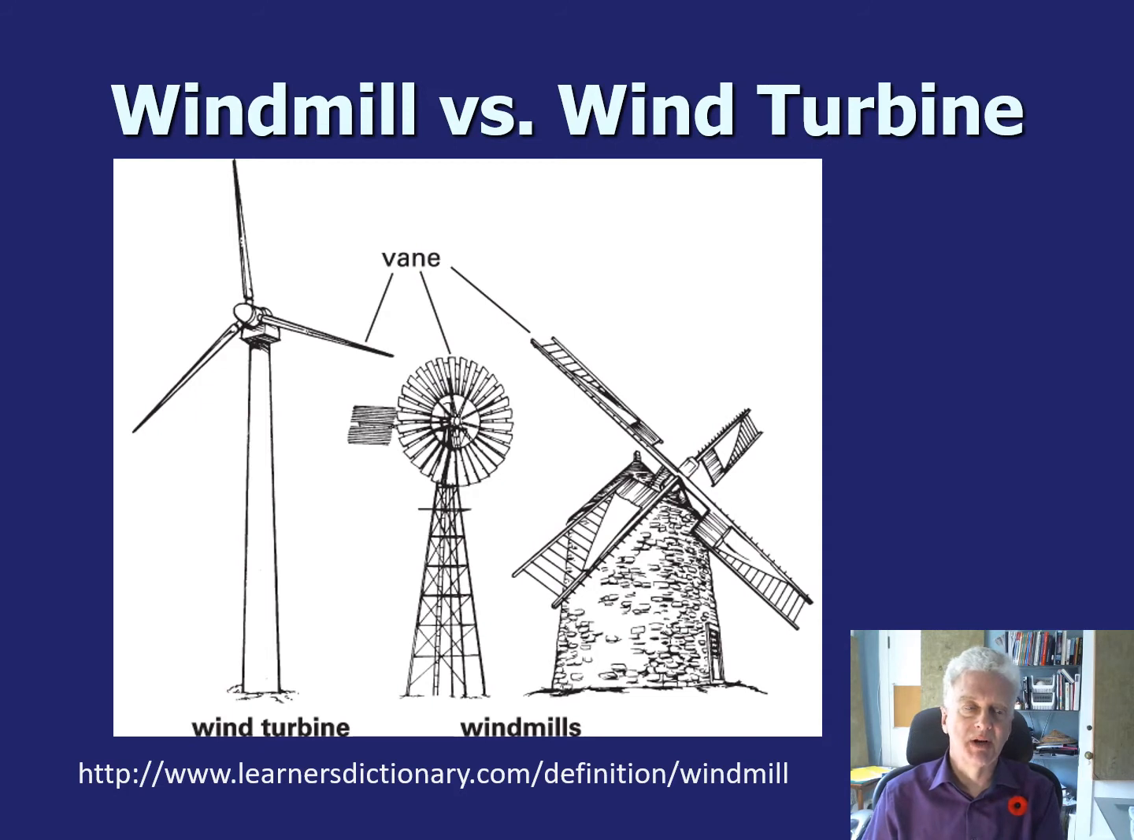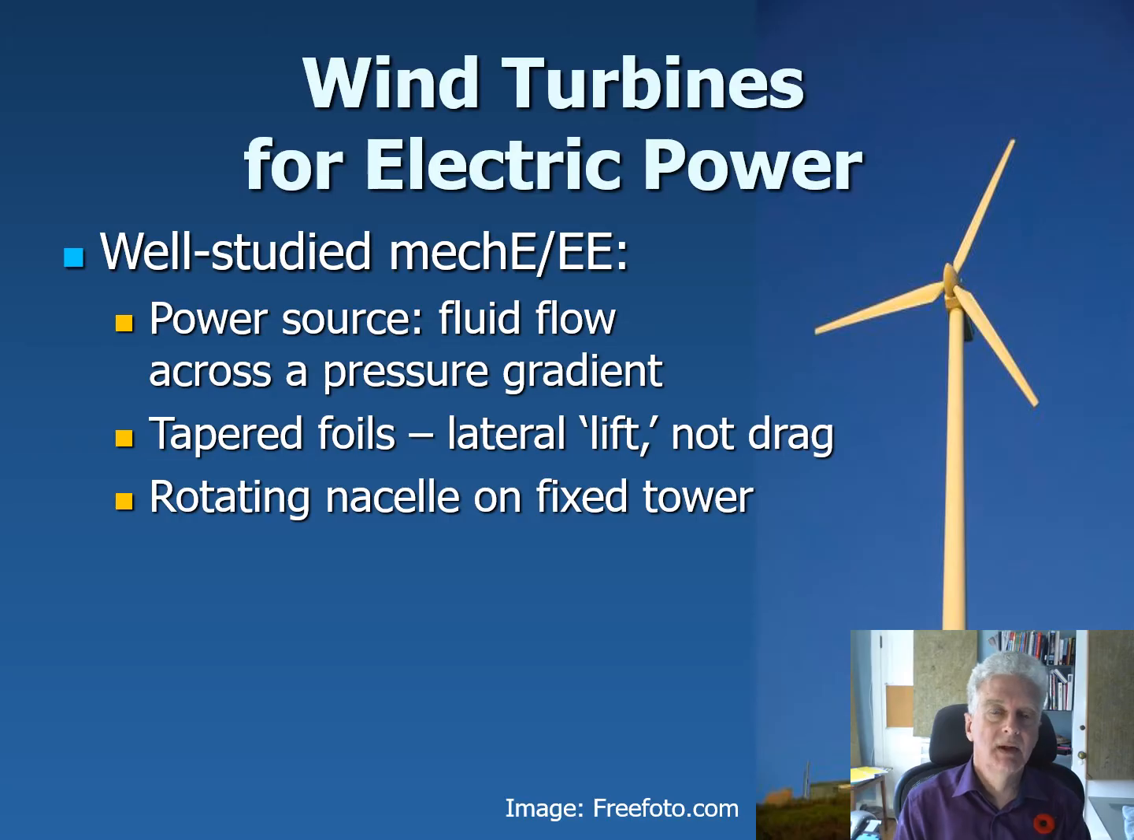So here's a diagram from Learner's Dictionary that expresses the difference between a windmill and a wind turbine. So you'll pretty commonly hear people refer to electric wind turbines as windmills, just because that's a more familiar word. But to be really precise, when you're generating electricity from the wind, you're not milling grain, so it's a wind turbine and not a windmill. That brings us up to the present, where we are discussing wind turbines for generating electric power.